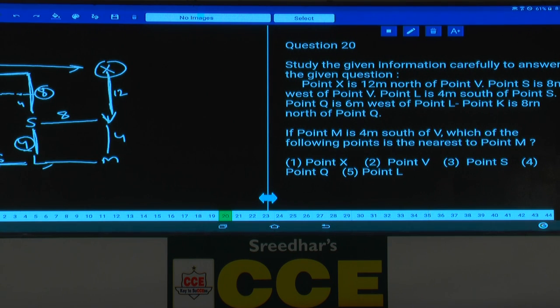Now, either L is nearest or V is nearest. Where is V here? V is the nearest. Hence, what is your answer here? Only choice 2, isn't it? Now, point M is 4 meters to the south of V. Which of the following points is nearest to M? Obviously, V is nearest. V, that is choice 2, is the answer. Here the distance is 8 meters. Here it is only 4 meters. Hence, choice 2. Question number 20, choice 2 is the answer.